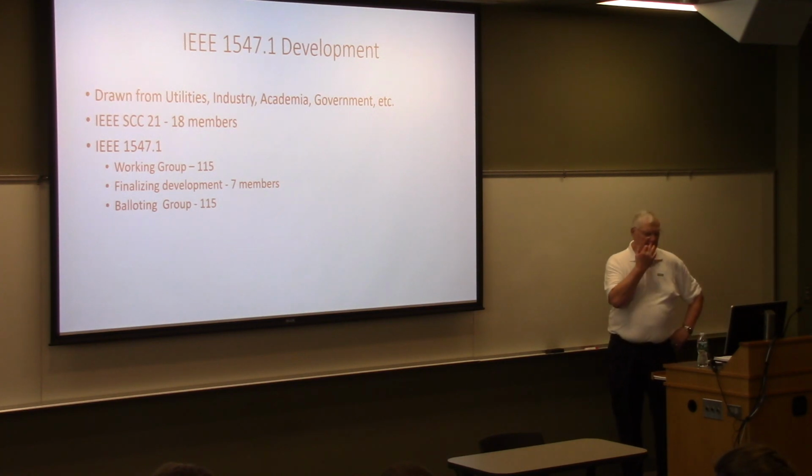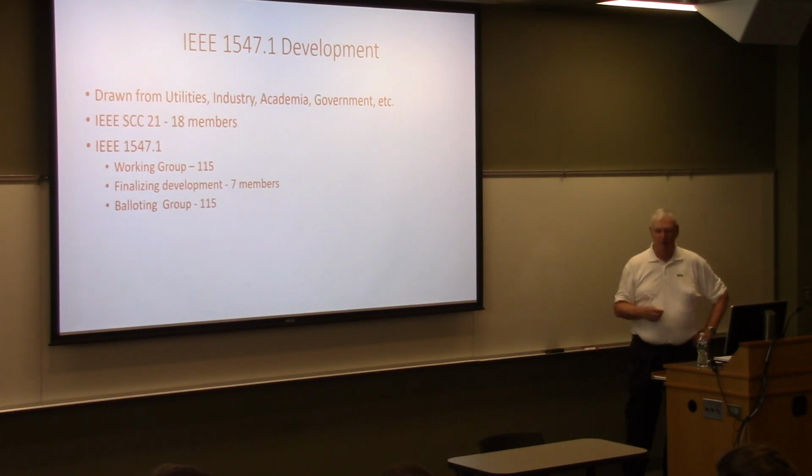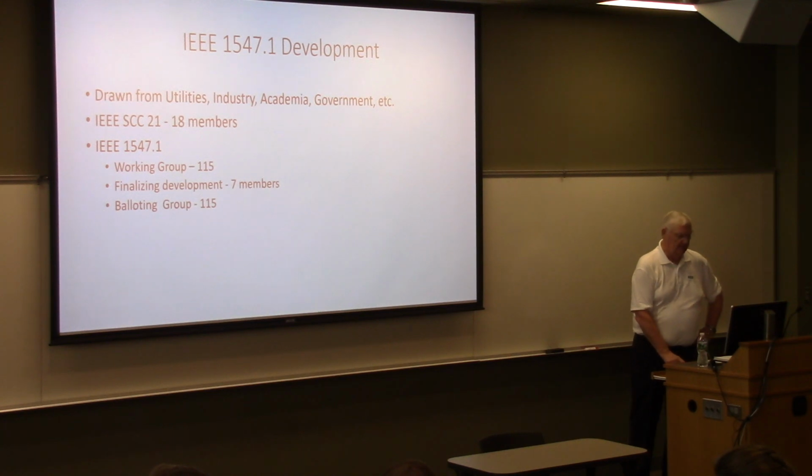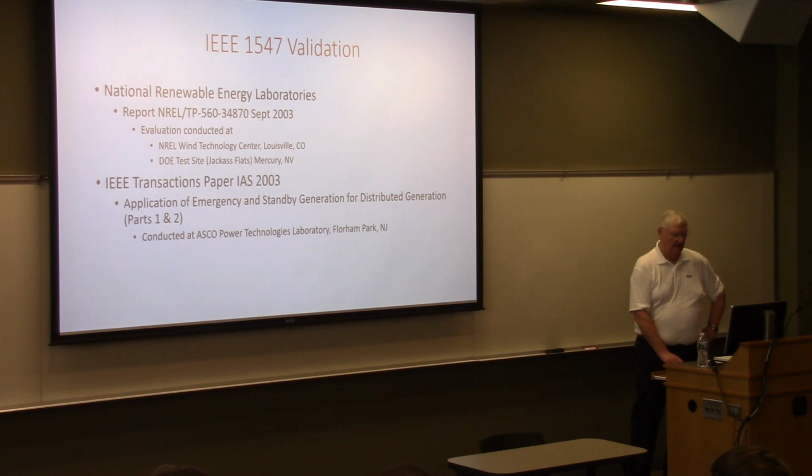So when we did 1547.1, we had fewer people doing that, 7 members, and I picked the members of the writing group. And then we had a 115 balloting group, and they passed very well.